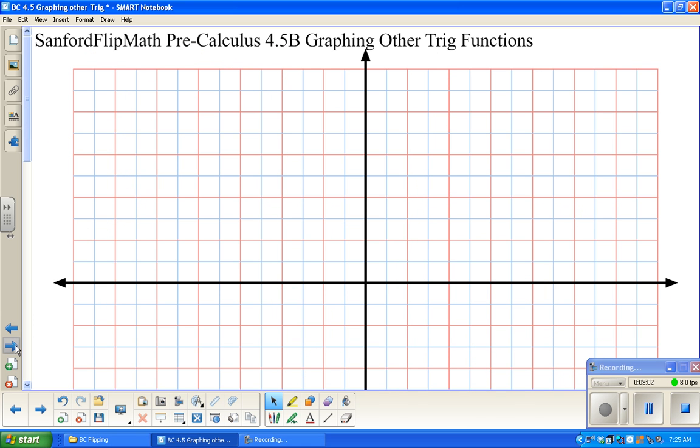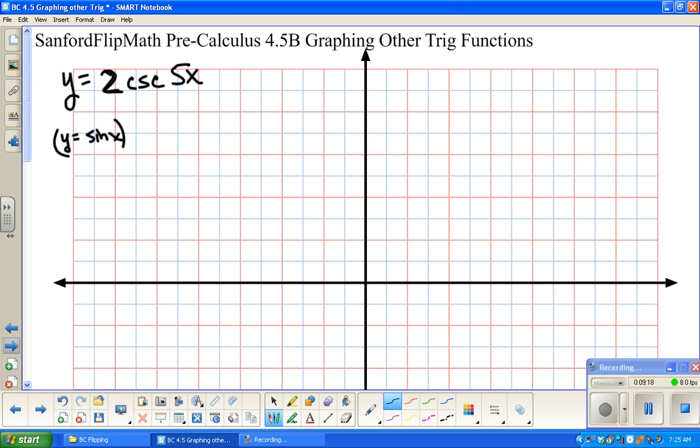Okay, let's do another one. Let's do y equals 2 cosecant of 5x. Well, cosecant is based on sine, so I'm going to graph sine first. I'm going to do the same kind of way I always do. So this is 0, pi, 2 pi, 3 pi, and I'll go with 4 pi here. This is the parent function, and then I'm going to adjust it. So there's my 2 cycles. I'm going to go up to 1, down to, I'm going to go up a little higher.